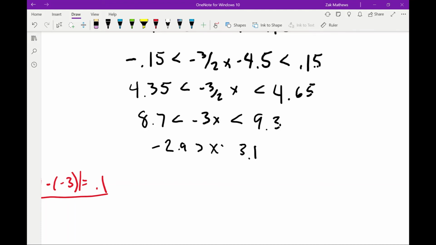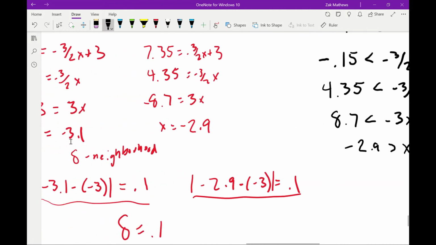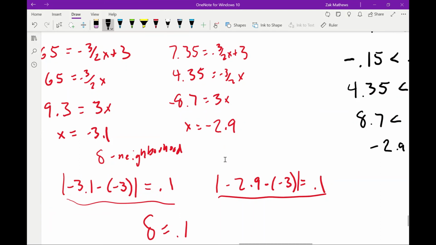So the only thing I did at all different from over here on the left was I just did the negative in the second step. But notice we get to that same delta neighborhood.